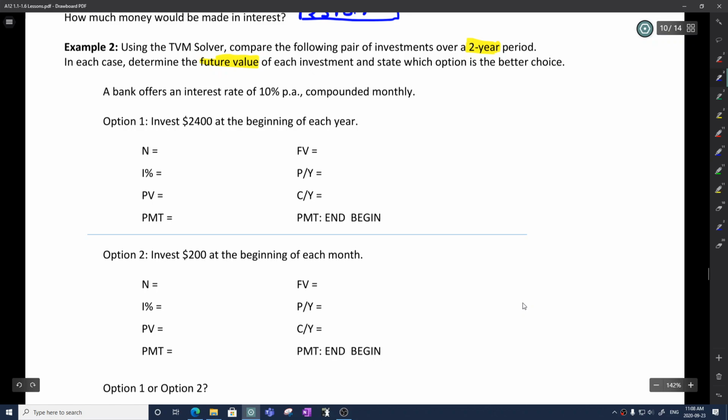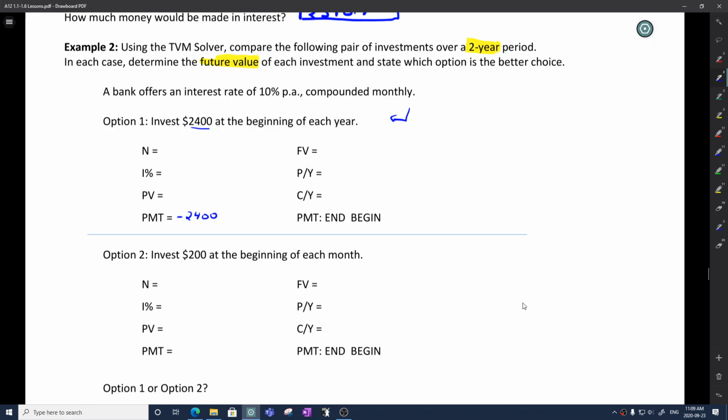So option 1, we are going to invest $2,400 at the beginning of each year. Now notice how this differs slightly. We're not going to say this is a one-time lump sum payment. Here we're going to make payments of $2,400. So that actually goes under payment.